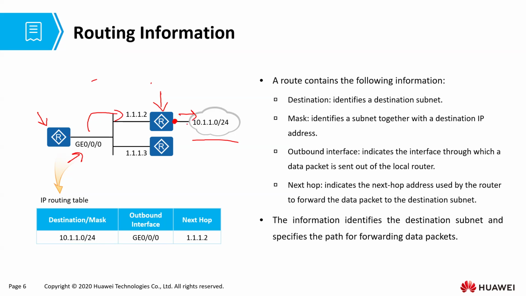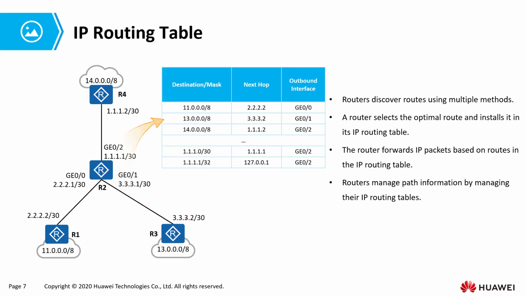I think I've touched on quite a number of things, but these slides summarize what is contained in a route. A route really contains the destination network, its mask, the exit interface, and the next hop. There we have an example of a routing table.